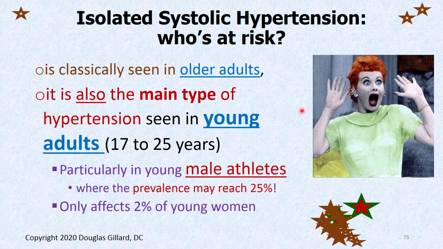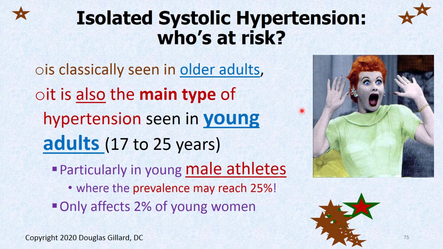Isolated systolic hypertension, who's at risk? Well, older adults. But here's the one that I always get you on, and you mess this up on the exam. It's also seen in young people, 17 to 25. This is the main type of hypertension. And surprisingly, it's not seen in smokers or people who are couch potatoes.